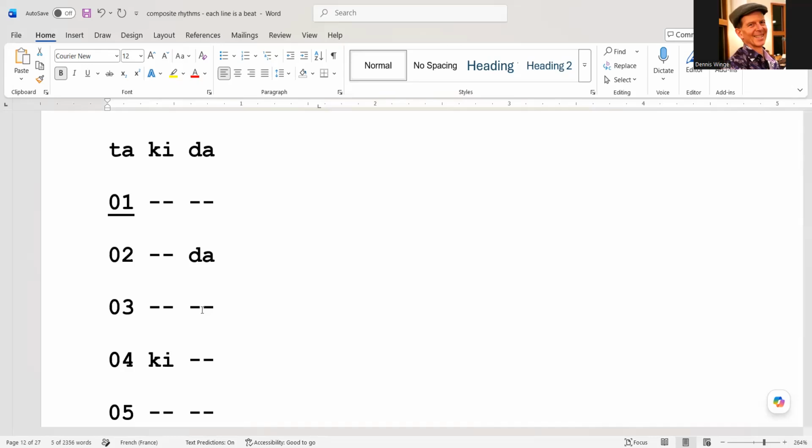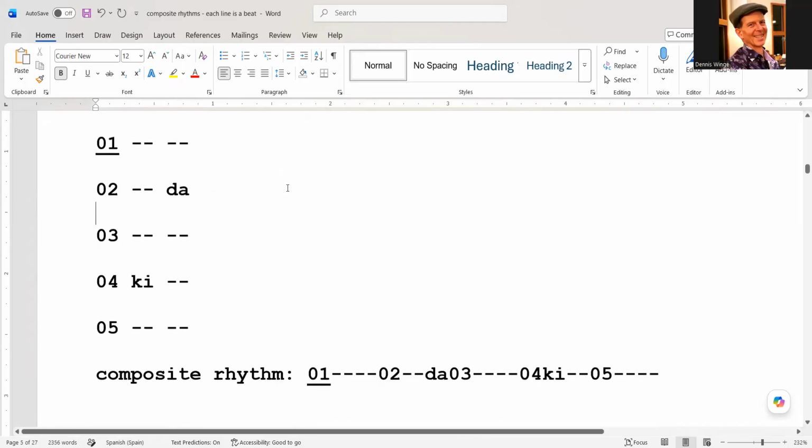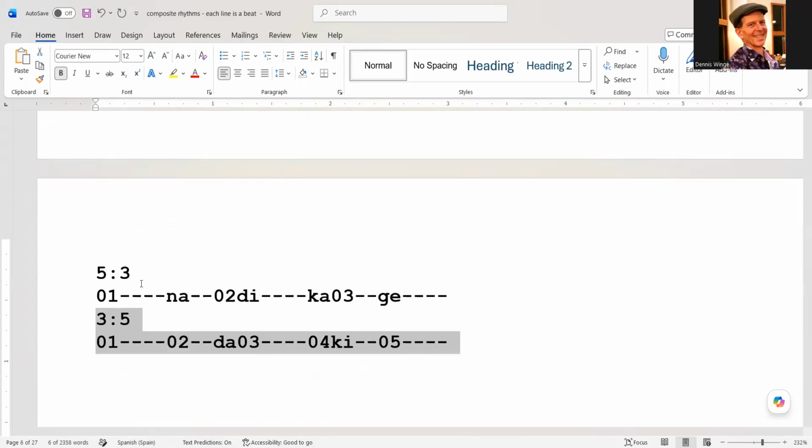I'm going to scat it while I play it. 1, 2, 3, 4, 5. 1, 2, 3, 4, 5. That to me is a lot easier. My foot is being represented by the metronome, and I'm going to clap 3 times over the 5 beats. Like 1, 2, 3, 4, 5.